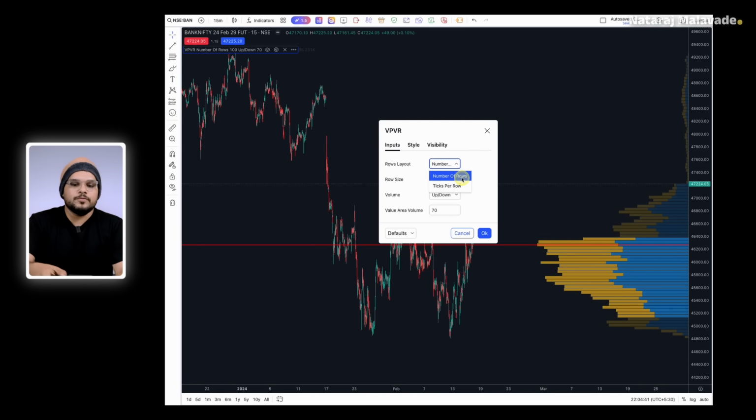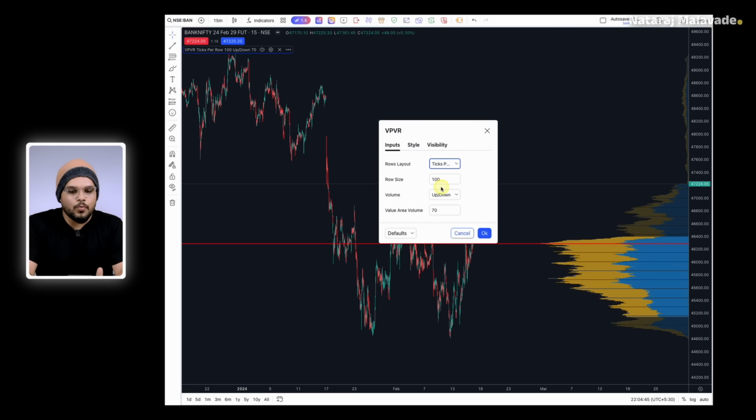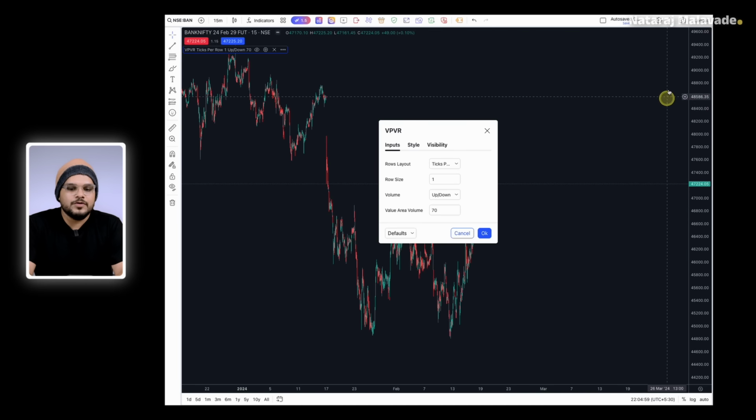There is one more way to basically calculate this particular number. It's called ticks per row. So what it actually does, in simple words, is calculate the size of the histogram based on the tick size of the instrument. In most cases, it's around 0.05. So if I make it 1, the moment I make it 1, you will not be able to see any particular data because it is very minute. So let's make it 100 and see what happens.